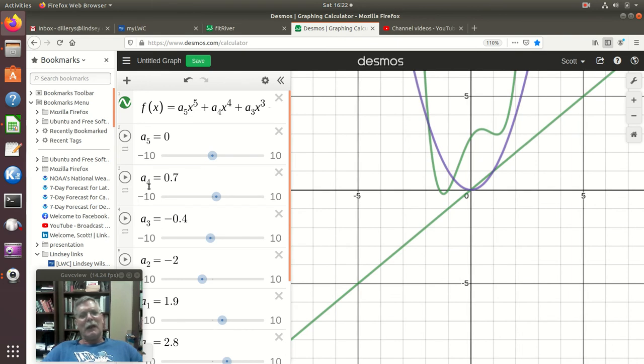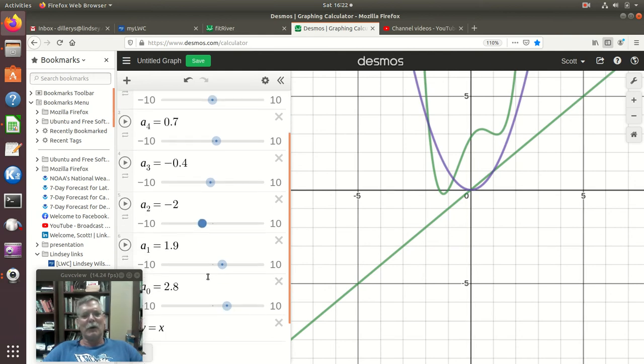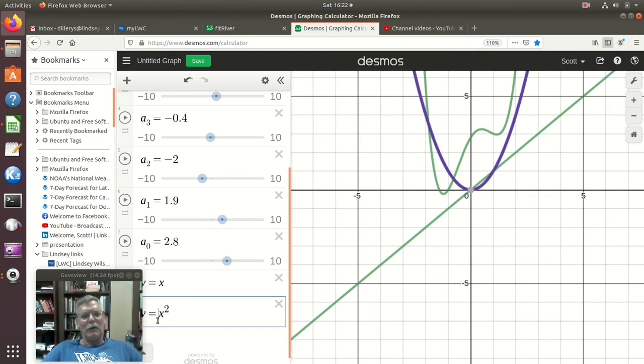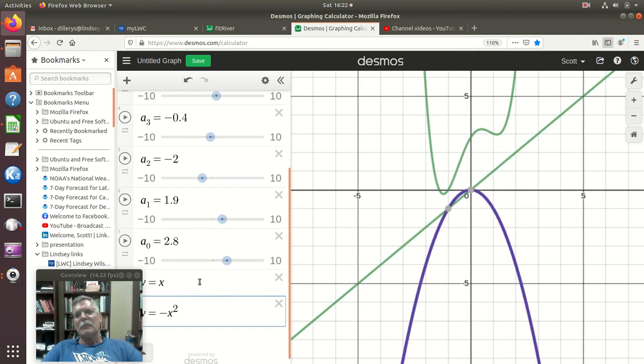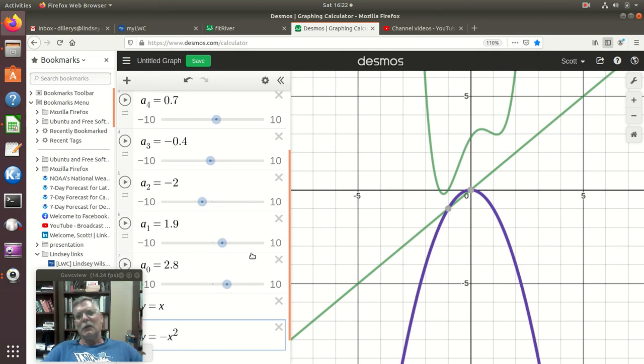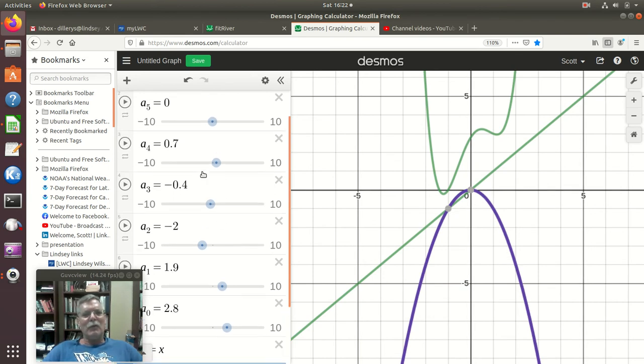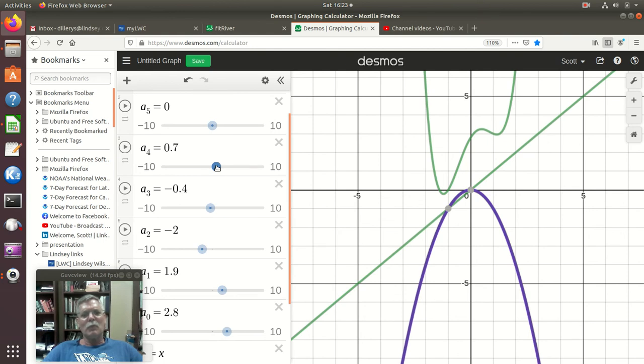And that has a positive, and so it's opening up just like y equal positive x squared. But if I come down here and I put a negative on x squared, then it opens down, and it ends up looking like that. Let's see if I can do that. Well, I know I can do it. I just don't know how wiggly it'll be.